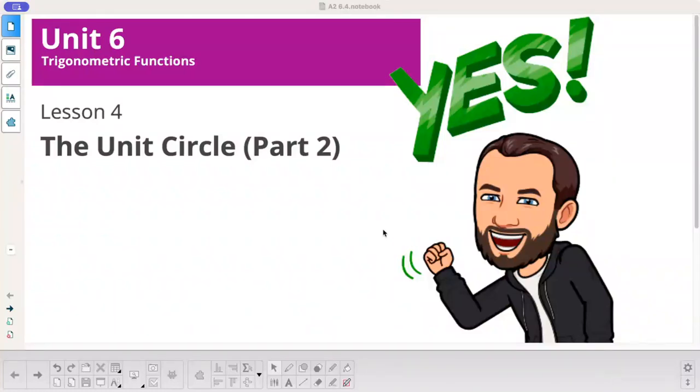Illustrative Math, Algebra 2, Unit 6, Lesson 4 is called the Unit Circle, Part 2.